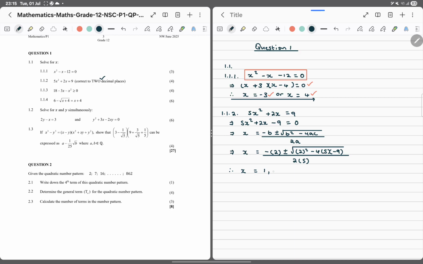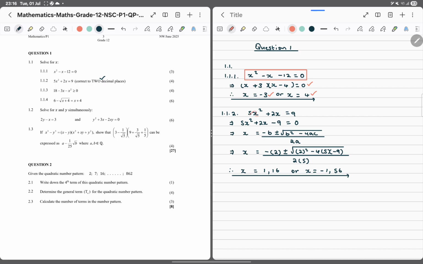So the first one is 1,16 to 2 decimal places, or x is, so please guys make sure. So this is minus 1,56 to 2 decimal places. We then close it.